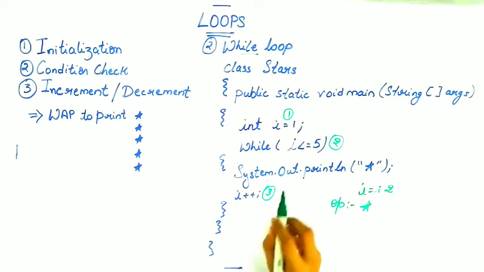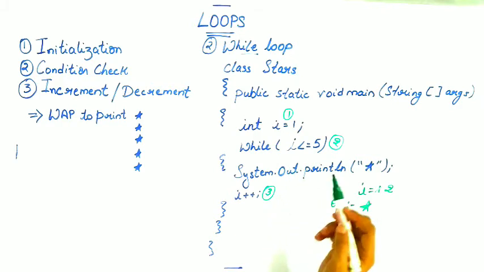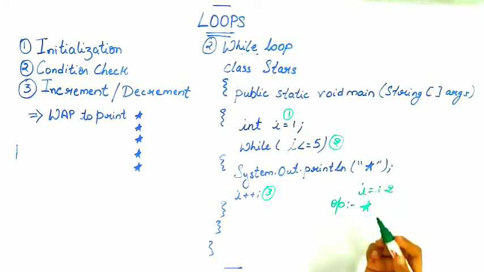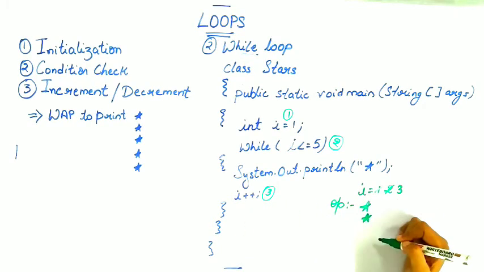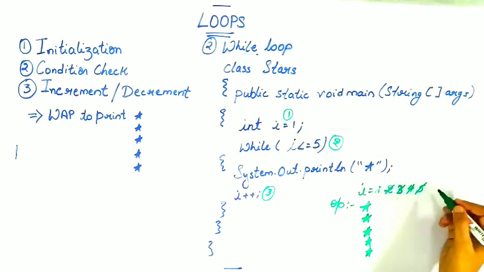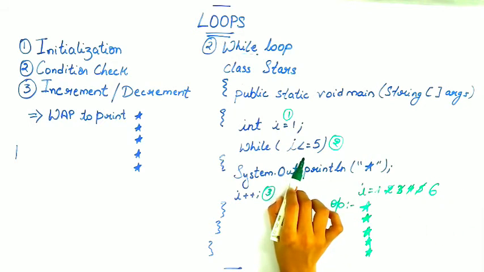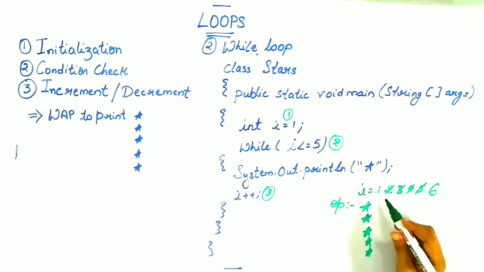Now it will check whether the condition is satisfied or not. 2 is less than or equal to 5? Yes, 2 is less than 5. Therefore, the compiler will go inside the body of the loop and print another star. And after printing the star, it will increment the value of I. Similarly, all the 5 stars will be printed. Now, as the value of I reaches 6, the condition here fails and the compiler comes out of the loop and we get our output as a row of 5 stars.